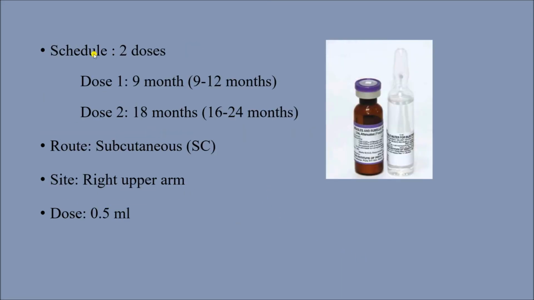So the schedule, according to the National Immunization Schedule, 2 doses are to be given. First dose between 9 to 12 months, but preferably at 9 months, and dose 2 at 16 to 24 months, preferably at 18 months. Route is subcutaneous and site is right upper arm. Dose is 0.5 ml.